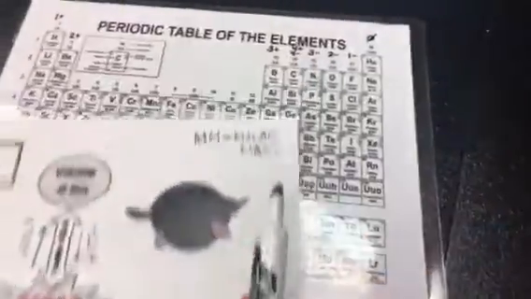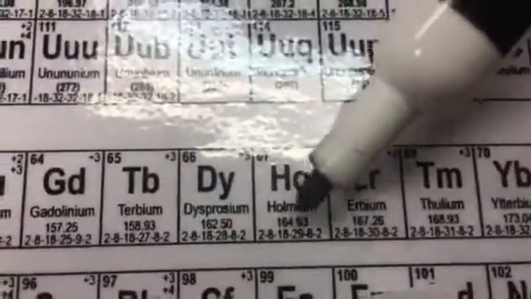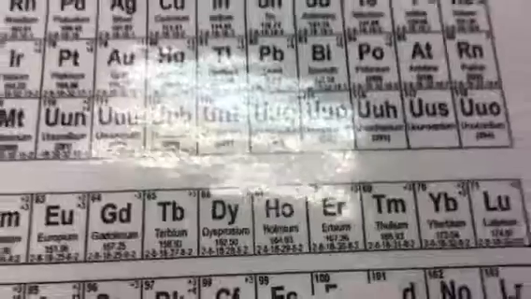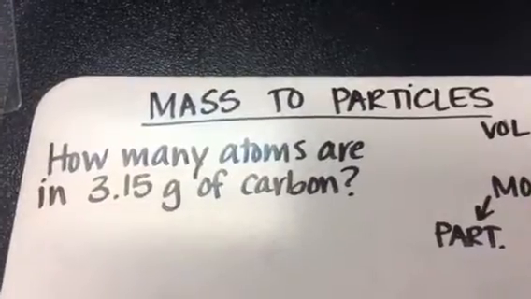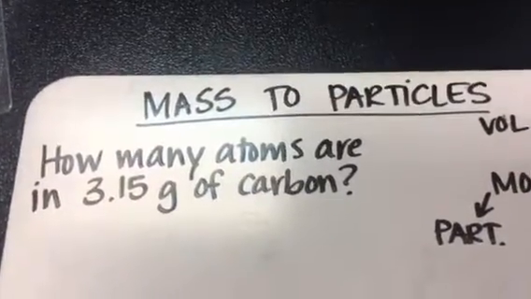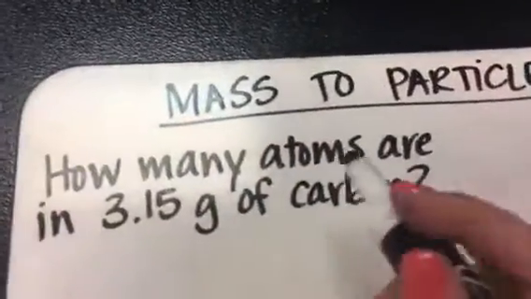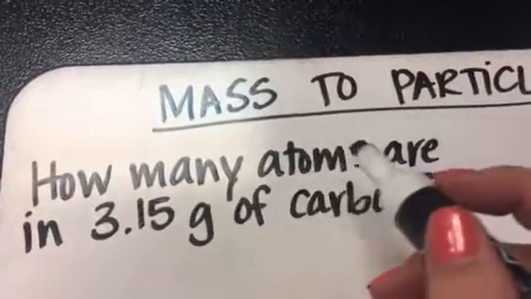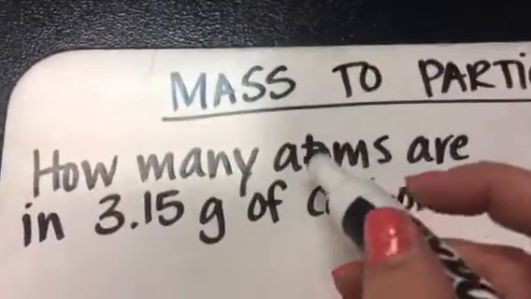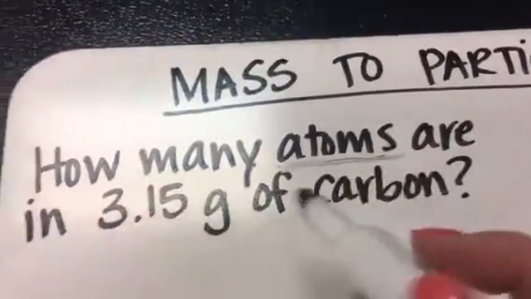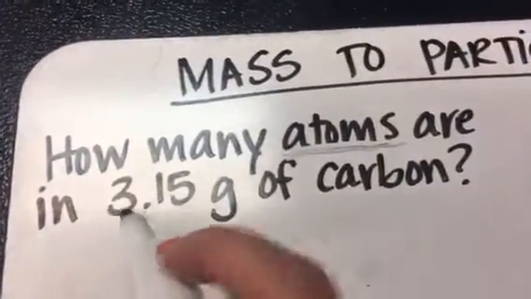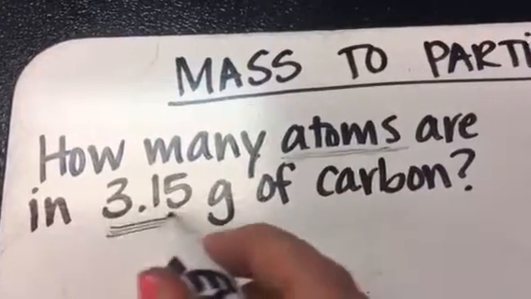Remember, molar mass is equal to the average atomic mass of an element. Okay, so let's say I have this question: how many atoms are in 3.15 grams of carbon? I first want to figure out what I have here. How many atoms? Well, atoms, of course, are going to be particles. And then I have 3.15 grams, so that's my mass.